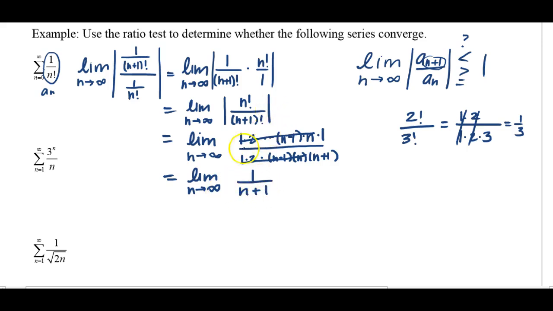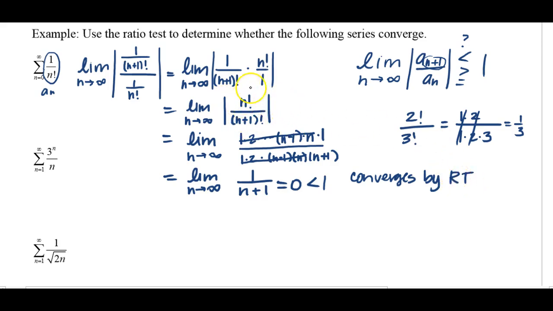So why did I drop the absolute value bars? Well, here I'm taking n values that approach infinity, so I'm only going to be plugging in positive numbers. So the absolute value bars are a little bit redundant. So the limit as n approaches infinity of 1 over n plus 1 equals 0. Now, the ratio test says that if this converges to a number less than 1, then the original series converges. So converges by the ratio test.